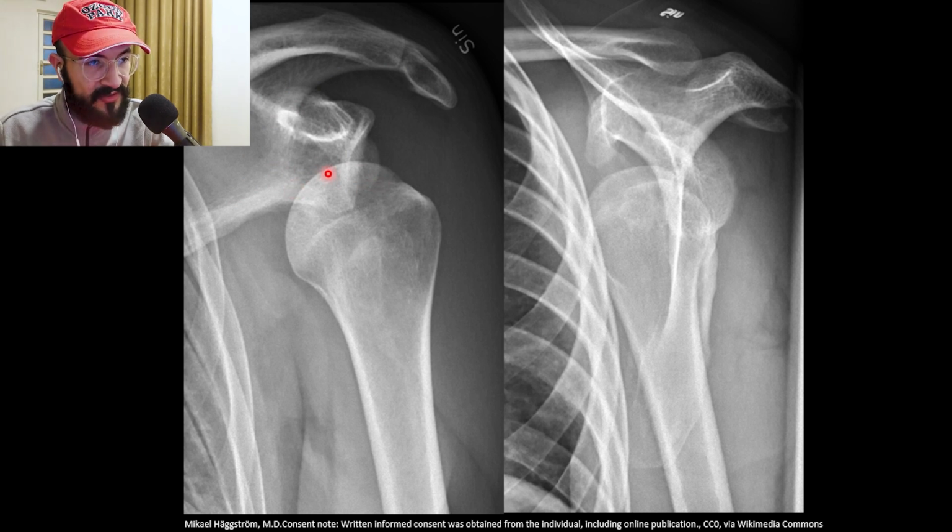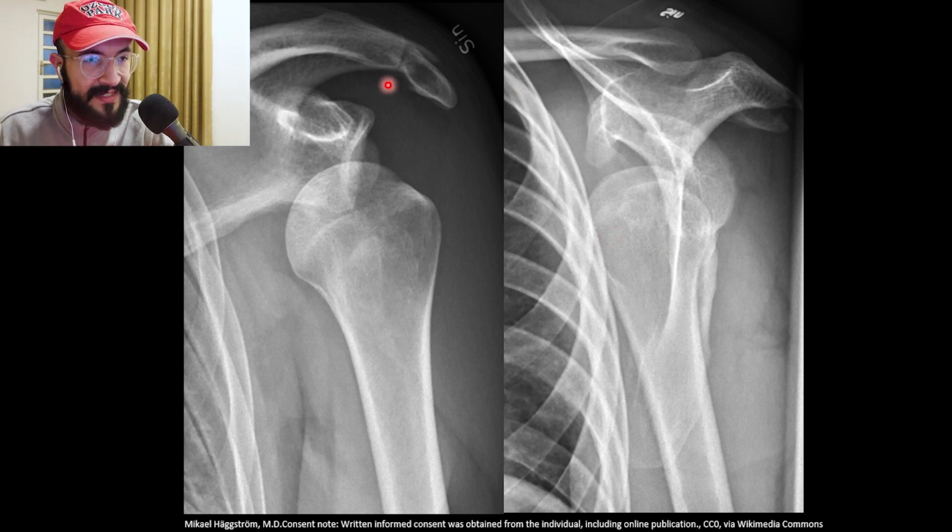Step 2 is of the joints, and we can see that the glenohumeral joint is dislocated here. So on the AP view, we can see that the humeral head is displaced inferiorly, and on the lateral, we can see that the humeral head is displaced anteriorly and inferiorly, meaning this is an anterior shoulder dislocation.